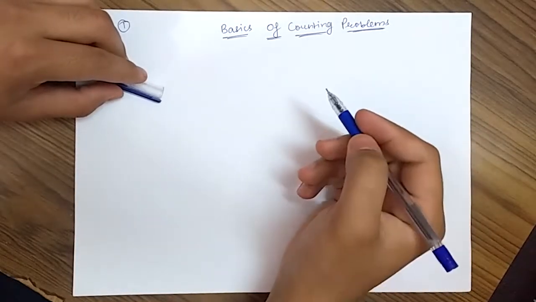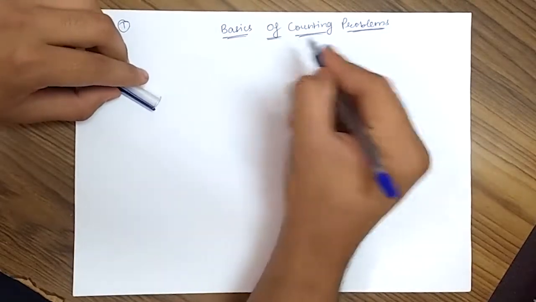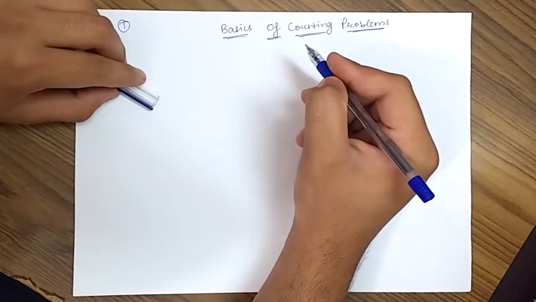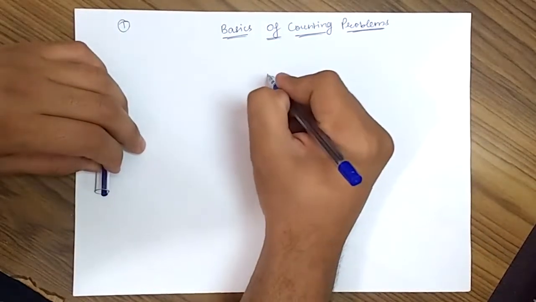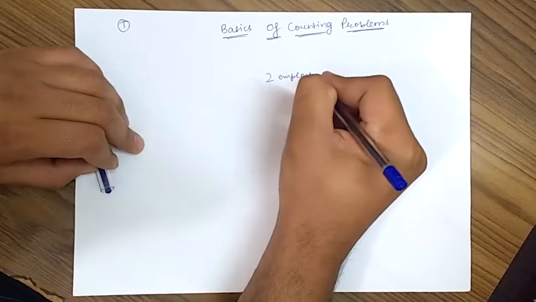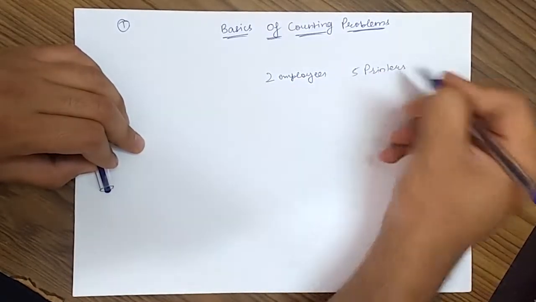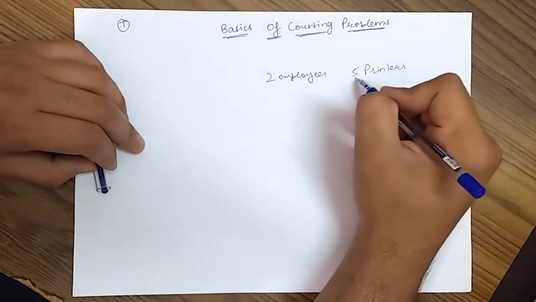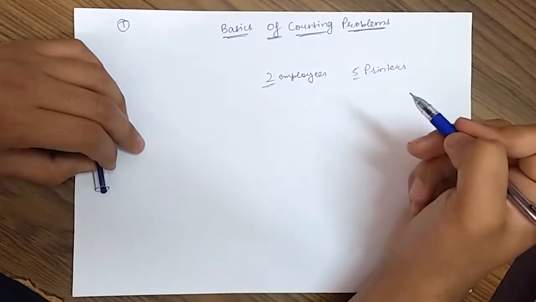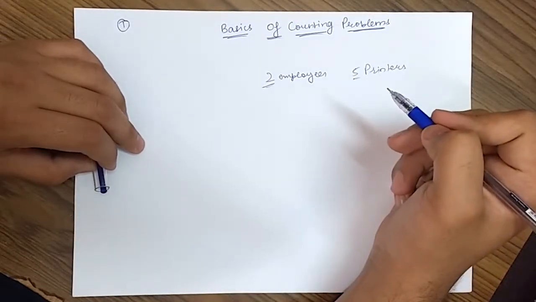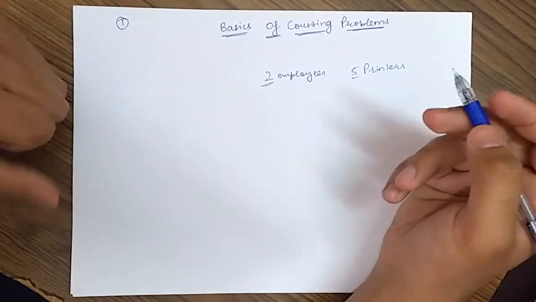Basics of counting problems. Hi, in this video I'll talk about the very basics of counting problems. This will help you solve problems like, suppose there's a company which has 2 employees and 5 printers, for example. In how many ways can you assign these 5 printers to these 2 employees? These type of problems and many such problems. So let's look at how counting problems can be solved.